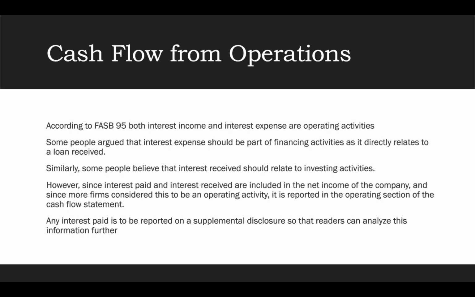The argument for including it in the operating section is that because interest income and interest expense are in net income, that's why we're going to include it up there, because remember, cash flow from operations starts with net income. We make adjustments from there to get to the cash flow from operations under the indirect method. So that's why it's included in the operating section. Again, a bit tricky. So just remember, interest income and interest expense are going to relate to the operating section of the cash flow statement.